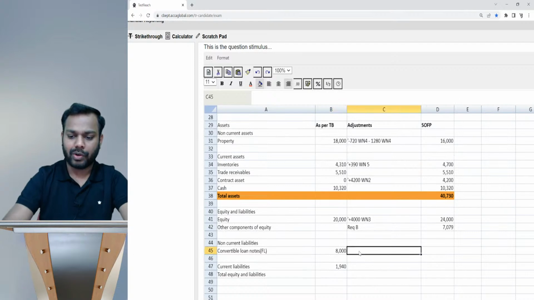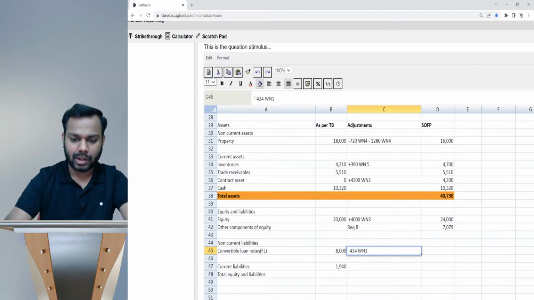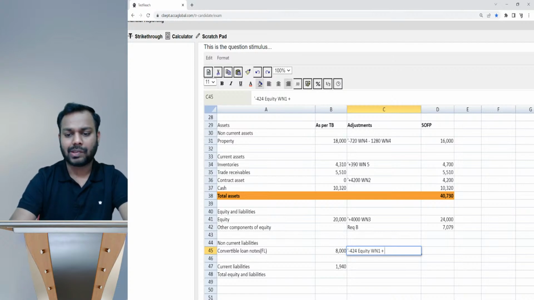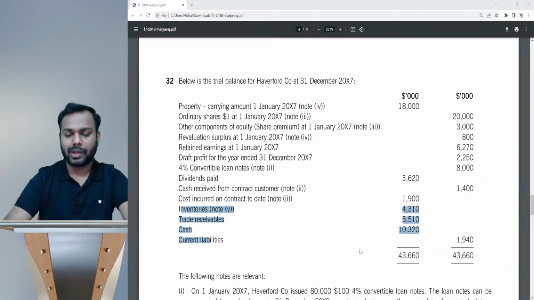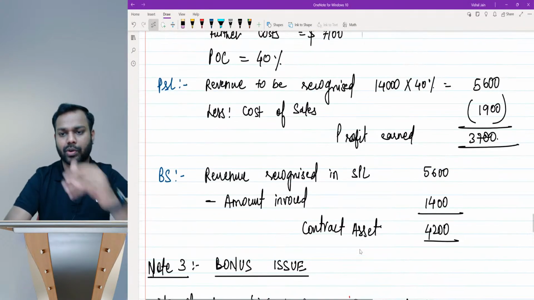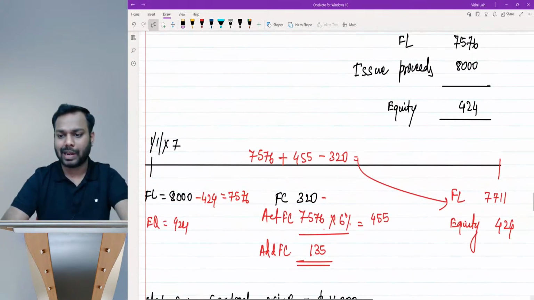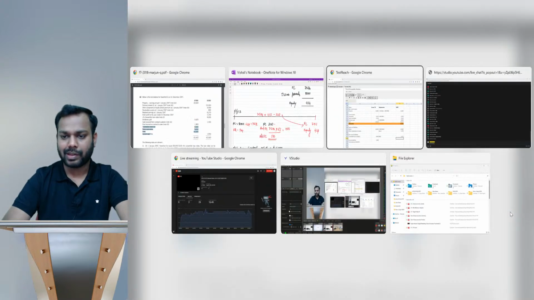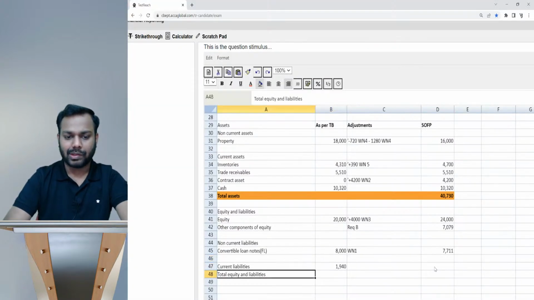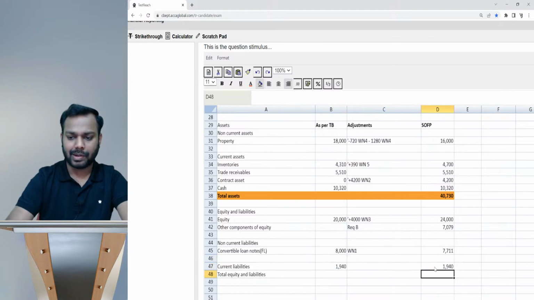Now this one, what we'll do, minus 424 is working note number 1. You can write here equity working note number 1, or you can directly write working note number 1 and directly write here 7,711, right? If you go to working note number 1, we have already calculated the balance of financial liability, 7,711, right? Now, what is the current liabilities? There is no adjustment in current liabilities, directly we can write this one.